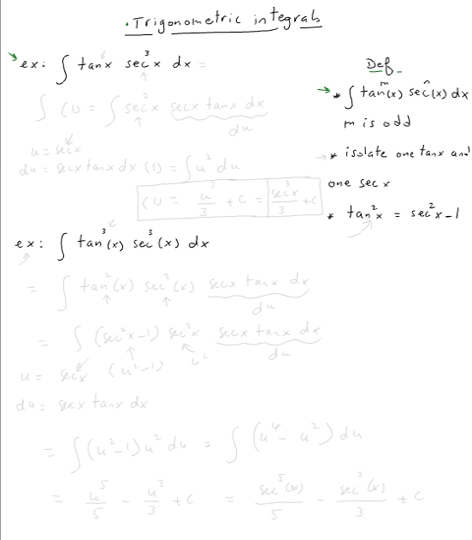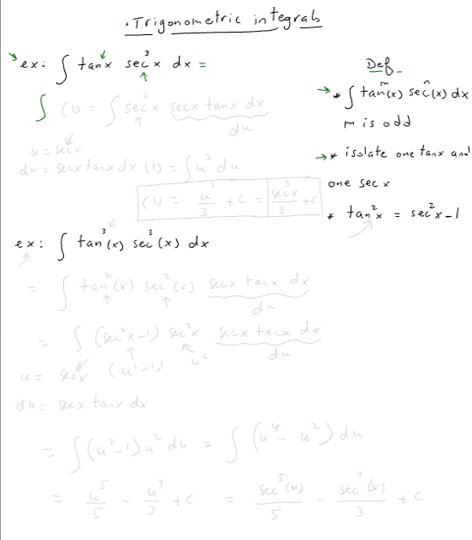This is the type of integral tangent^m of x secant^n of x dx when m is odd. In other words, the power of tangent is odd. It's equal to 1, so it's odd. In that case, you want to isolate one tangent of x and one secant of x. So this will be equal to what? Well, there's only one tangent, so we need to isolate it.